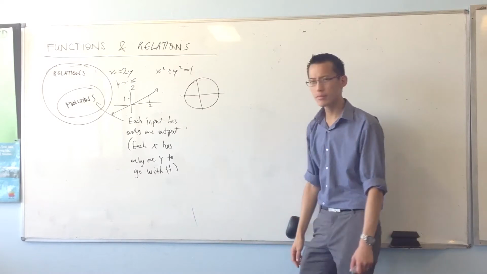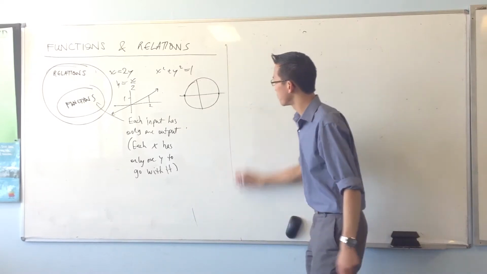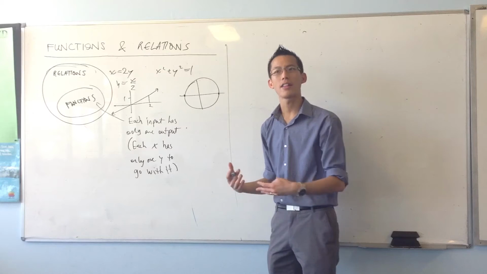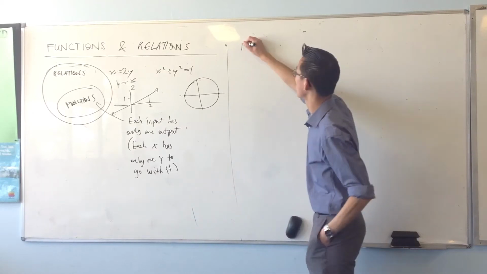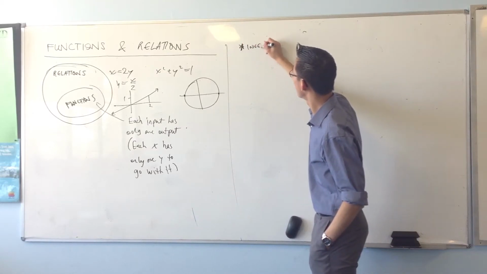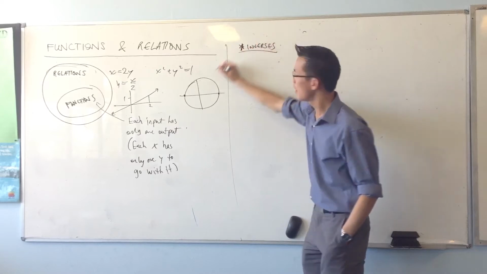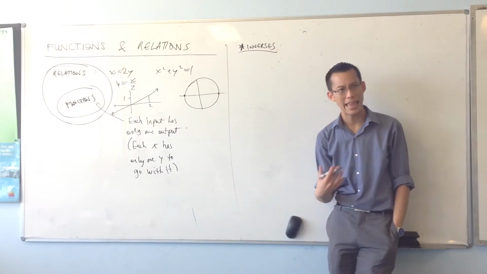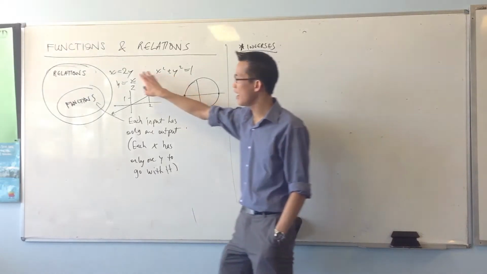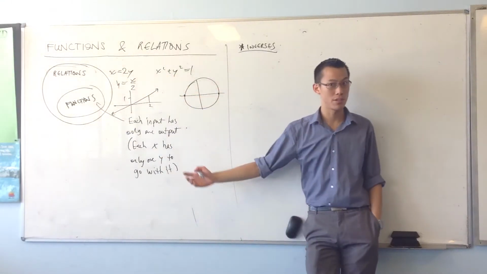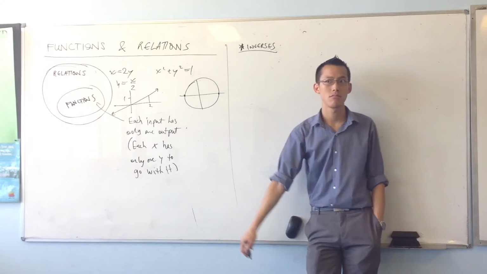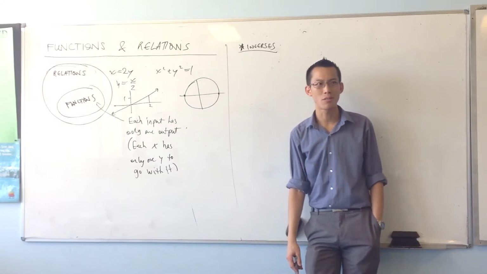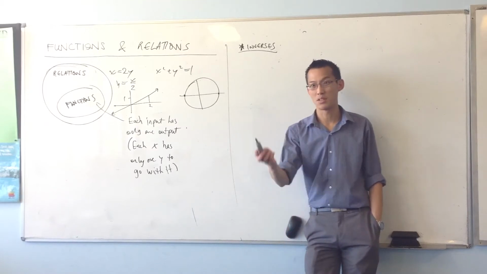Okay? All right, now, if that's what functions and relations are, how do they relate to inverses? Okay, so make a little subheading. How would you define an inverse in English, in plain language, without talking about x's and y's? You talk about inputs and outputs. What is an inverse? You switch them around. Switch what around? The inputs with the outputs.